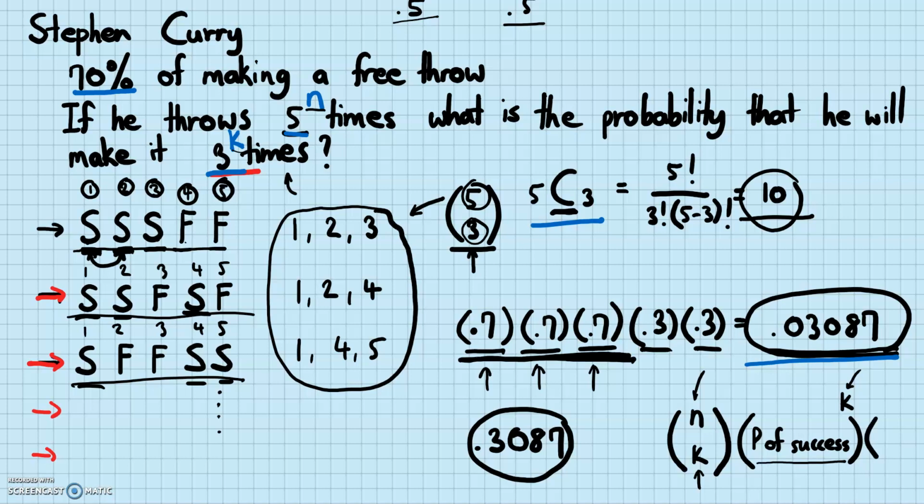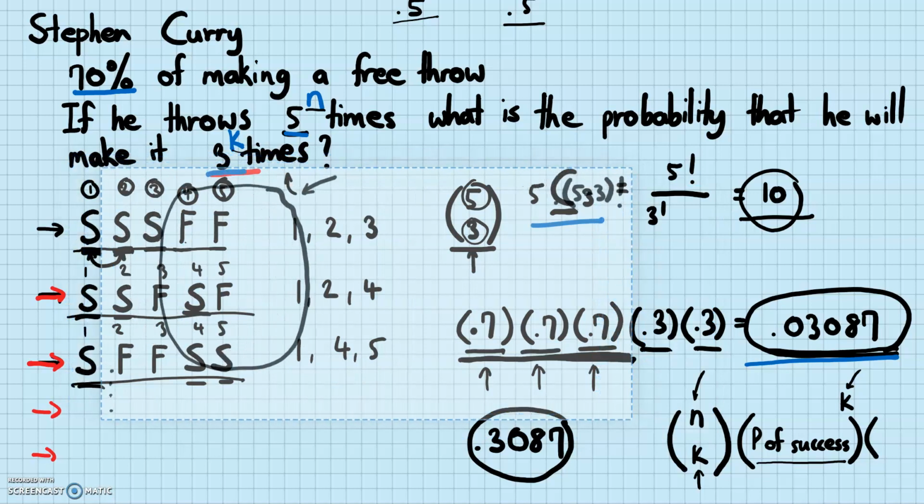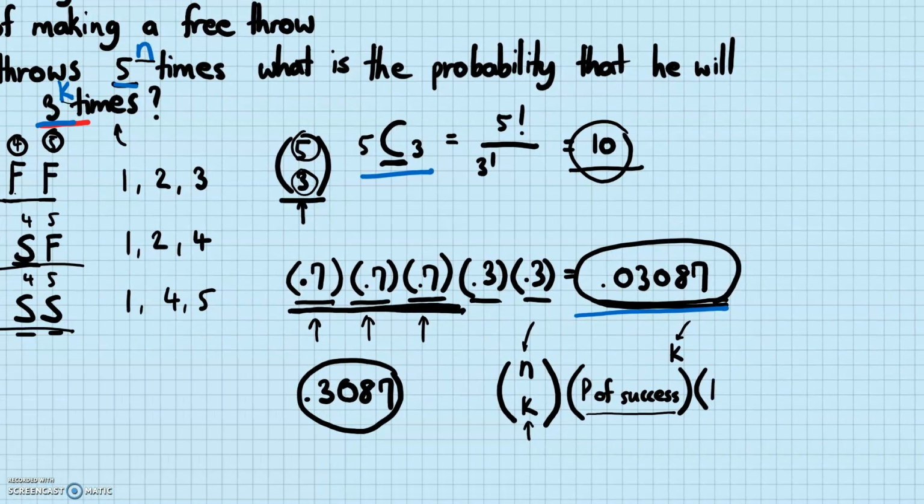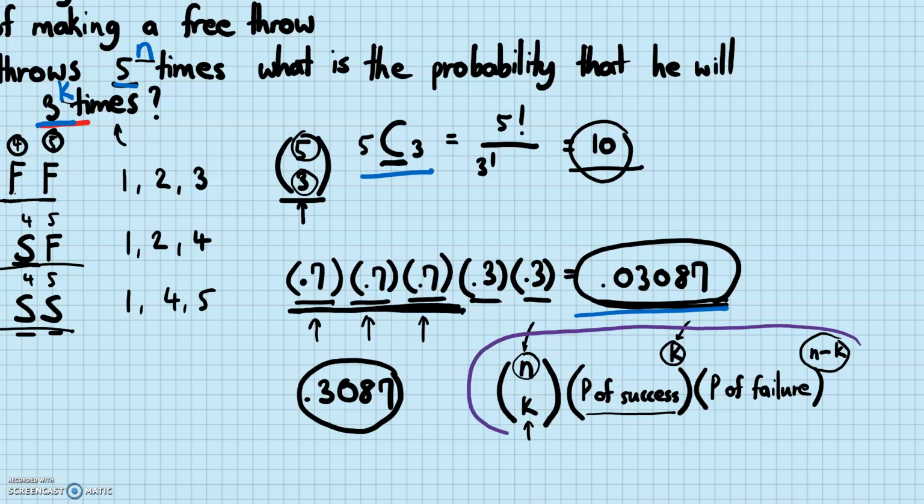And the second part here, I guess I need a little bit more space. This would be the probability of failure. And that's going to be to the power of n minus k. Out of a total of n trials, I'm succeeding k times, so the number of times I'm going to fail is going to be this many times. So this right here is the general formula for binomial situations.